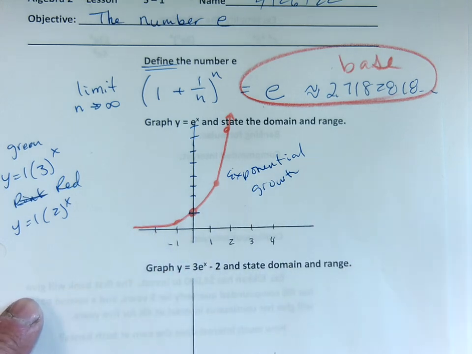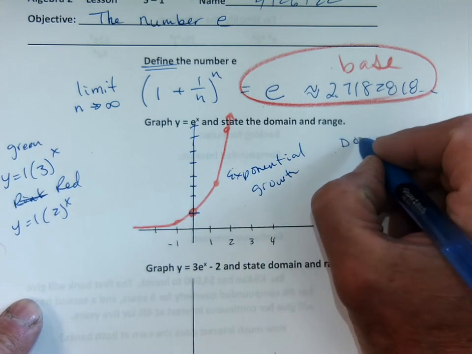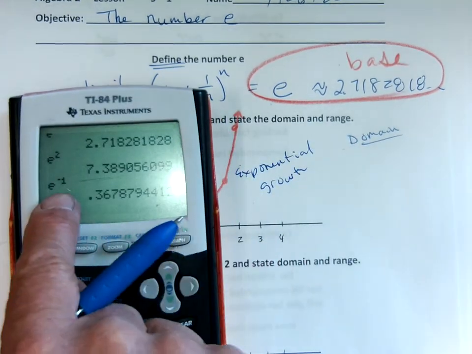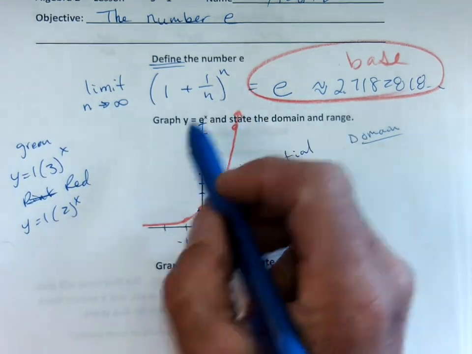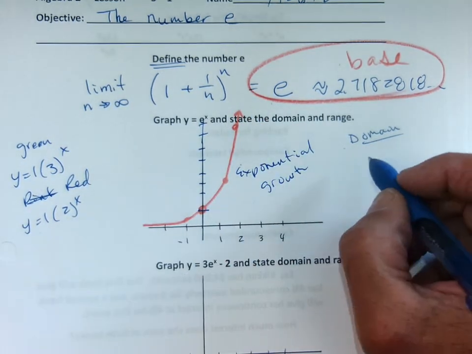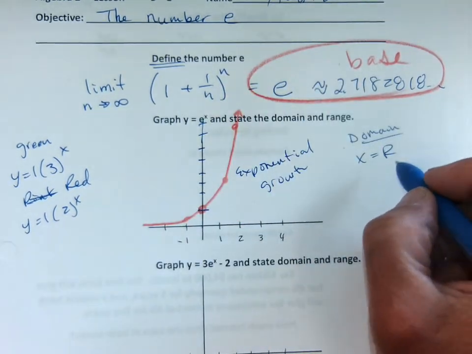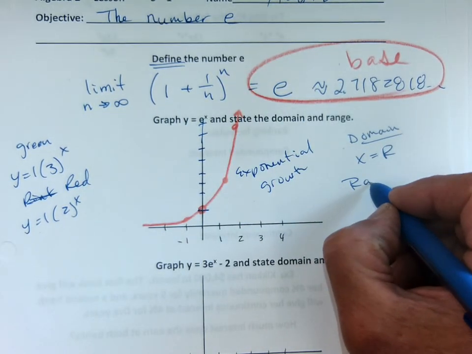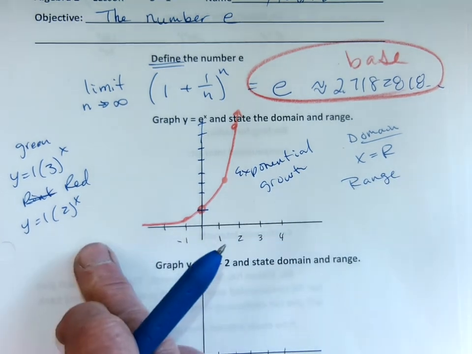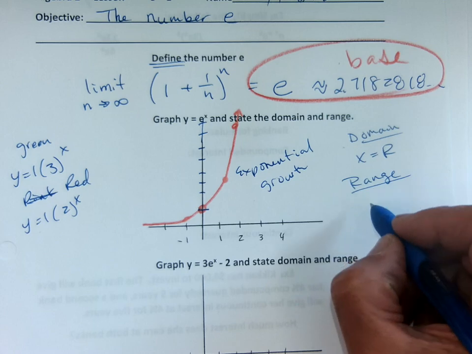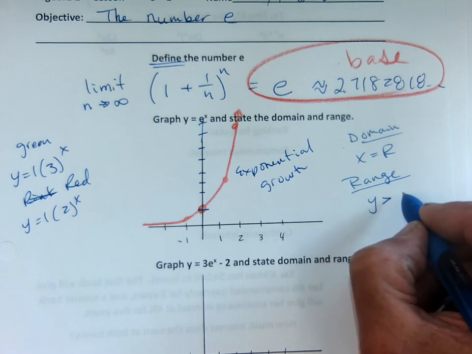So domain and range. Domain's pretty easy because you can plug in any value for x, right? Any value for x can go in. All real numbers. And you can see the width of it. Domain is all real, but the range is different. It never reaches 0. So the range would be y is greater than 0, not greater than or equal.